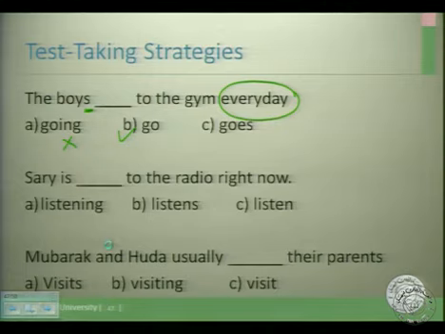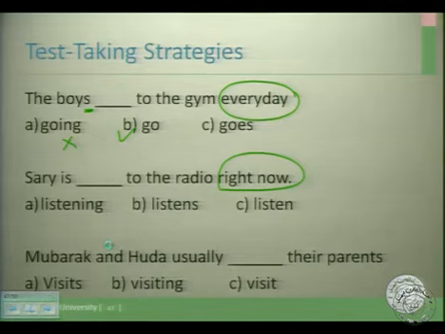Sari is to the radio right now. We have right now. We need to think, and we have verb to be. We need to think of what? Of ing. So where is ing here? With closed eyes, we choose listening. Why? Because we have right now and we have verb to be. So we need to go to ing.